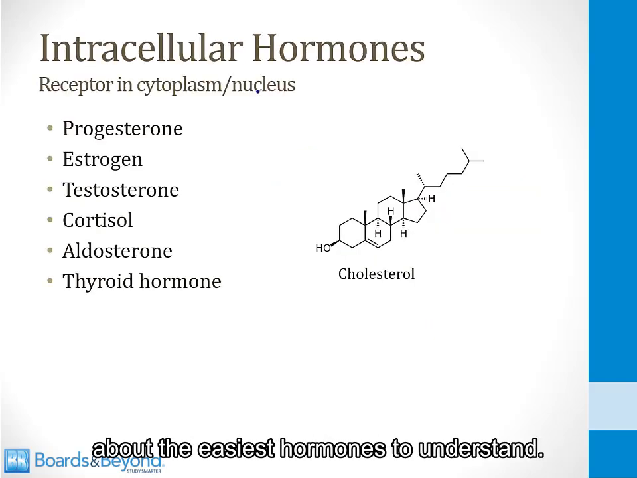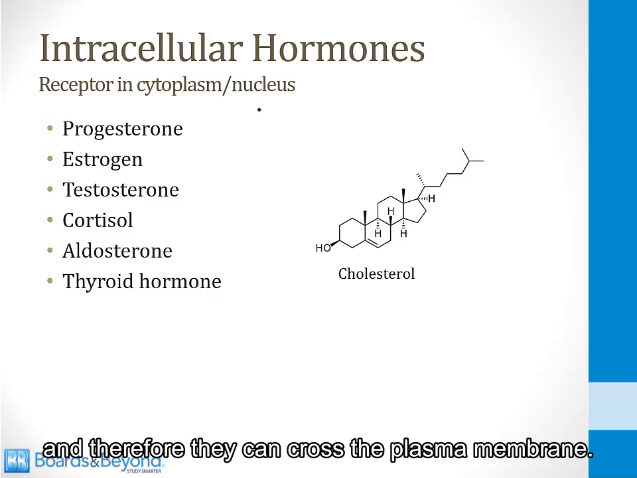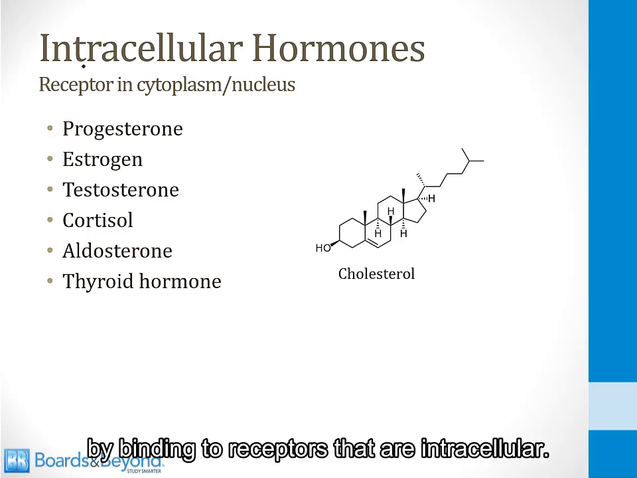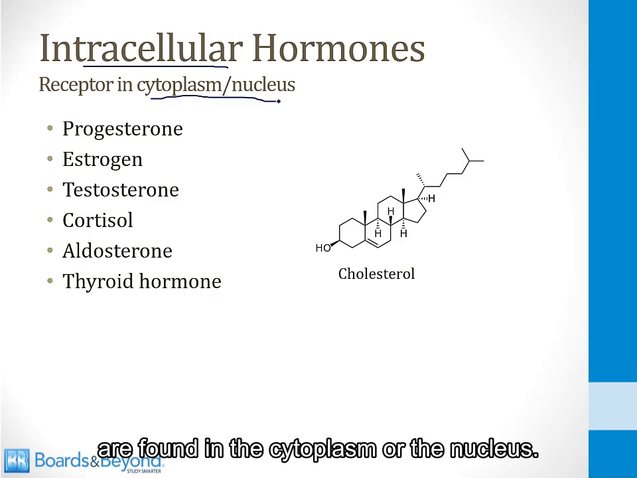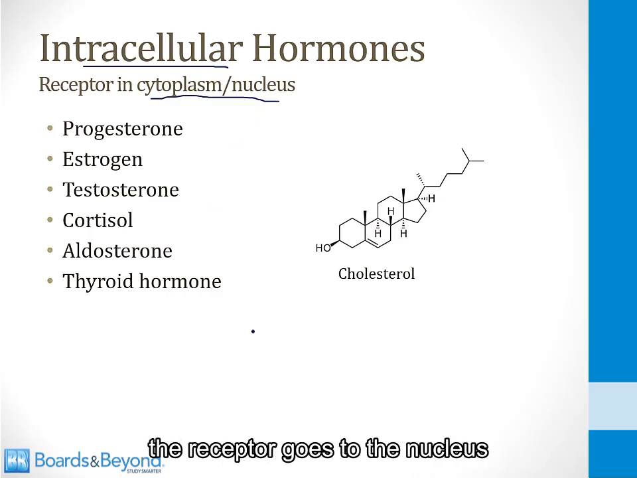Let's start by talking about the easiest hormones to understand, and those are the ones that are lipid or fat soluble and therefore they can cross the plasma membrane. This means that they exert their effects by binding to receptors that are intracellular. The receptors for all of these hormones are found in the cytoplasm or the nucleus. Once the hormone binds, the receptor goes to the nucleus and modifies gene transcription.